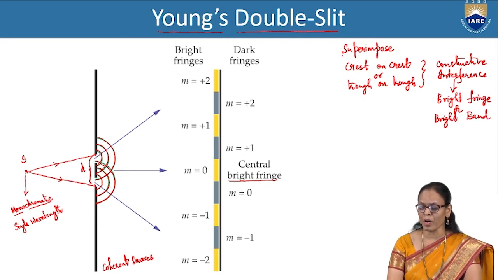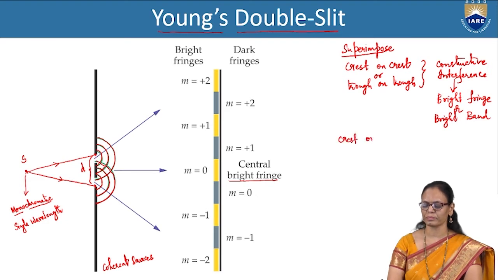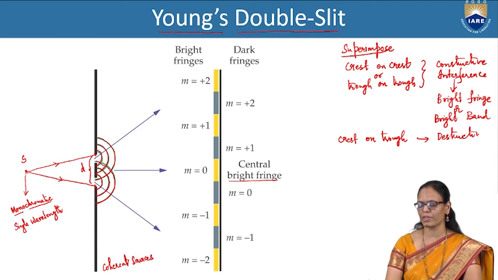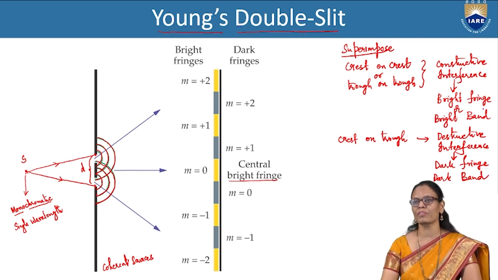Now, upon superimposition, if a crest falls on a trough, it gives rise to destructive interference. We call it destructive interference. And because of destructive interference, we will get a dark fringe or a dark band. So this is the background we need to understand.